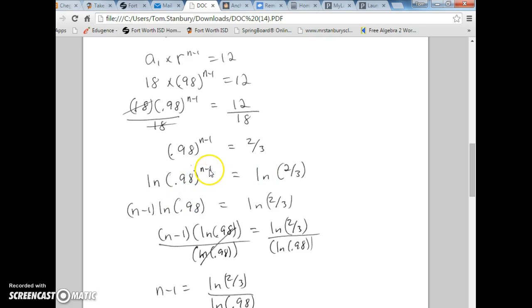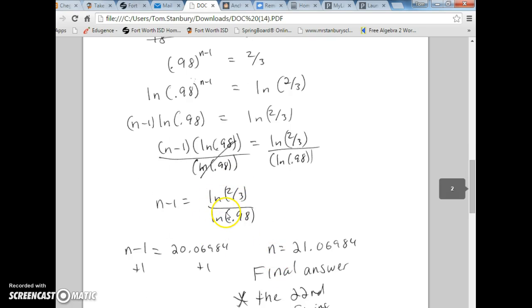Now I brought this n minus 1 down in front, and now I just have to get the n minus 1 by itself. So I divide both sides by this whole thing, the natural log of 0.98, divided by the natural log of 0.98, that cancels out, and I get n minus 1 equals the natural log of 2/3 divided by the natural log of 0.98. You have to have a log here and a log here. You just can't do a log; you need 2 logs.